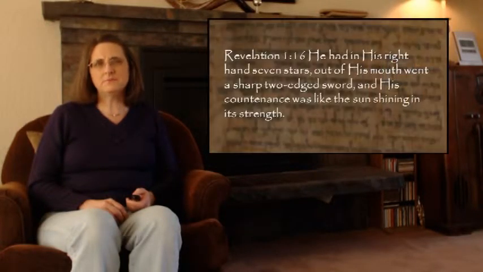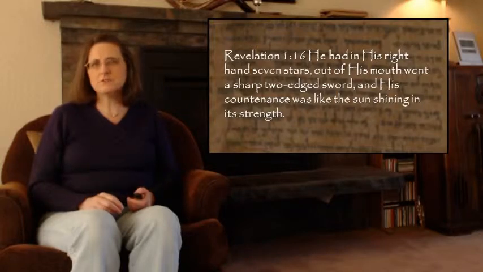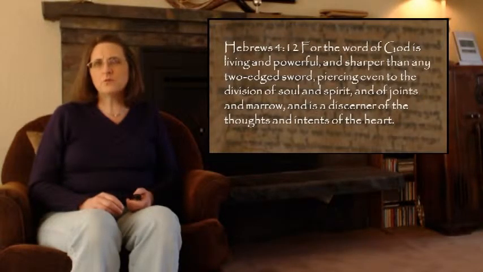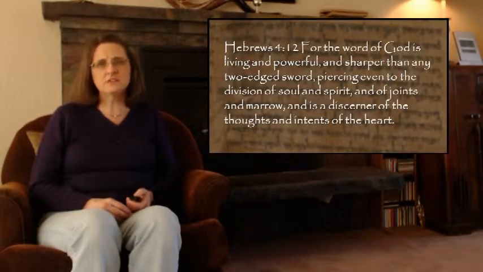In his second coming, he comes with the 2-edged sword to judge the nations. Look at Revelation 1:16. He had in his right hand 7 stars, and out of his mouth went a sharp 2-edged sword, and his countenance was like the sun shining in its strength. Also, Hebrews 4:12. For the word of God is living and powerful, and sharper than any 2-edged sword, piercing even to the division of soul and spirit, of joints and marrow, and is a discerner of the thoughts and intents of the heart. Yeshua, the living word, differentiates between those who are his and those who are destined for death.